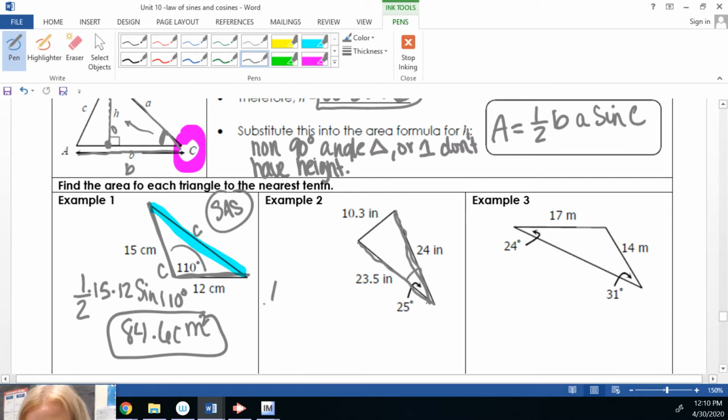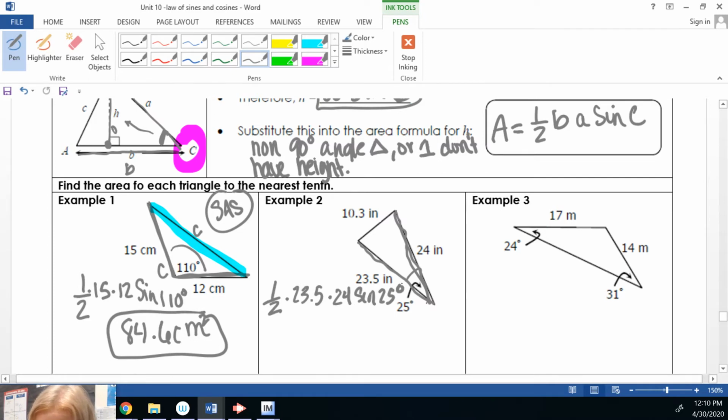So again, we're going to do 1/2 times the sides that wrap it, 23.5 times 24. And again, it doesn't matter which one you do first or second. You just know that you have to have the two sides, and multiplication does not respect order. As long as you're multiplying everything together, it doesn't matter what order, times the sine of the angle between them, 25 degrees.